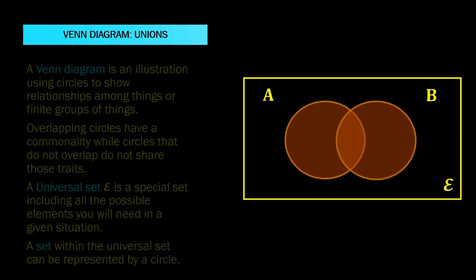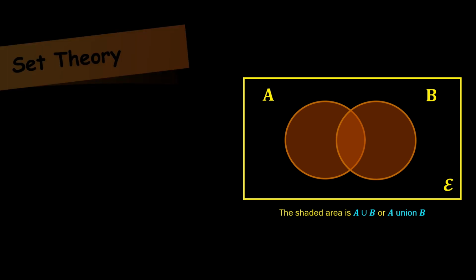We are now going to look at some very special regions in Venn diagrams. So for example, this region, shaded here, represents A union B, represented by this symbol ∪. Let's take a look at an example to illustrate this.